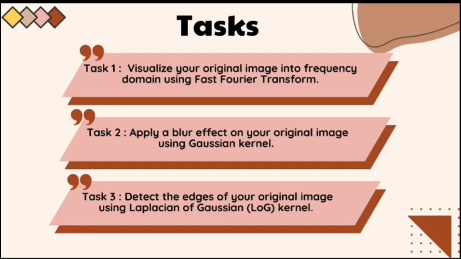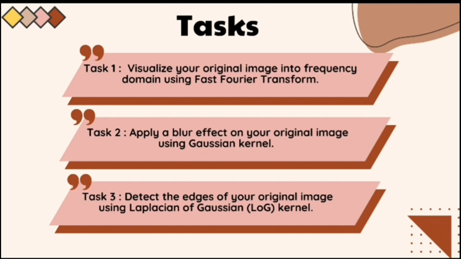Next, for task 2, the Gaussian smoothing operator is a 2D convolution operator that is used to blur images and remove detail and noise. For task 2, we need to apply a blur effect on our original image and observe the changes in the output image as we change the standard deviation value.